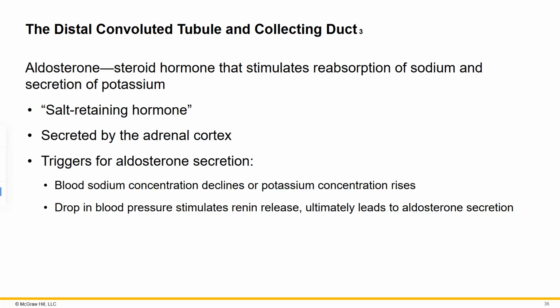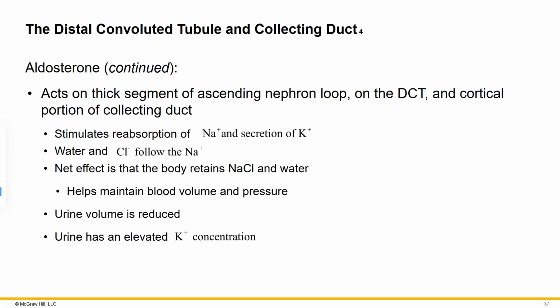Salt retaining hormone. So it's secreted by the adrenal cortex. The triggers for aldosterone secretion are blood sodium concentration declines or potassium concentration rises. A drop in blood pressure stimulates renin release, which ultimately leads to aldosterone secretion. It acts on the thick segment of the ascending nephron loop, on the distal collecting tubule, and the cortical portion of the collecting duct. It stimulates the reabsorption of water or sodium and the secretion of potassium.